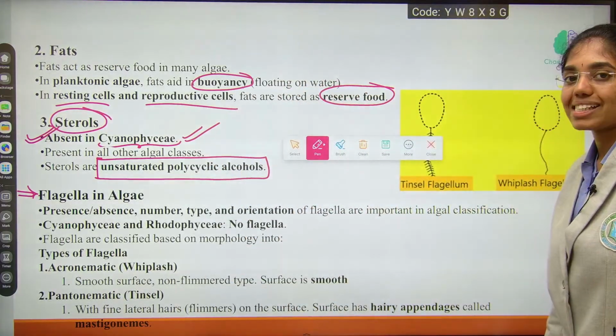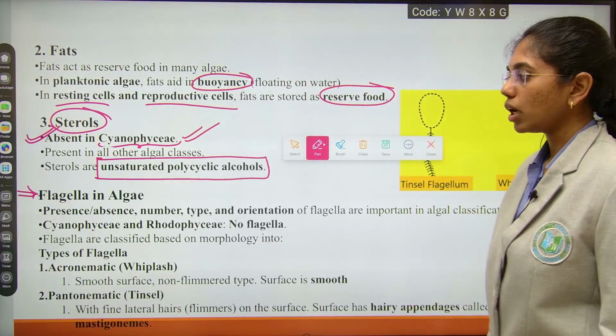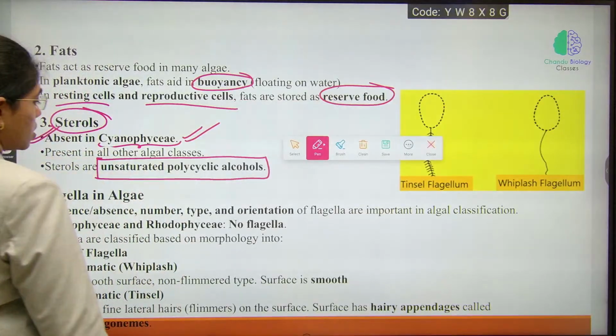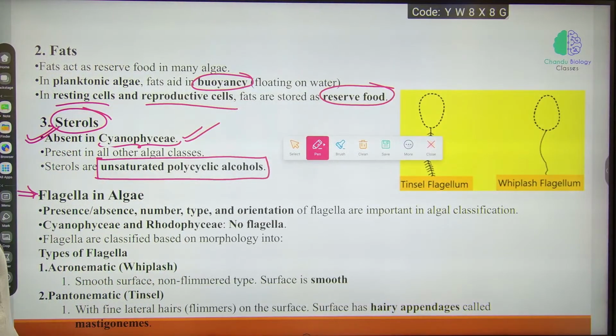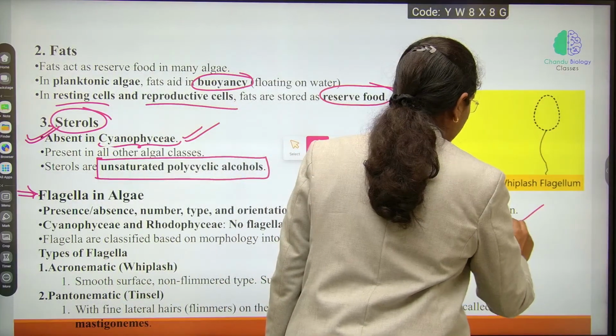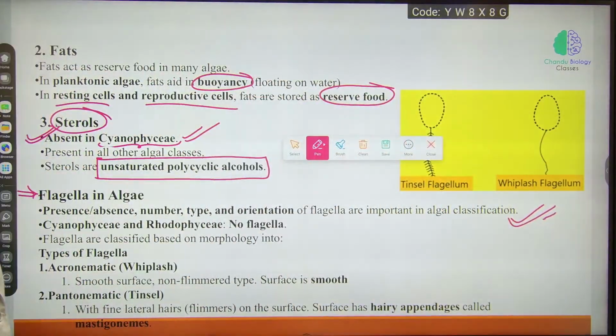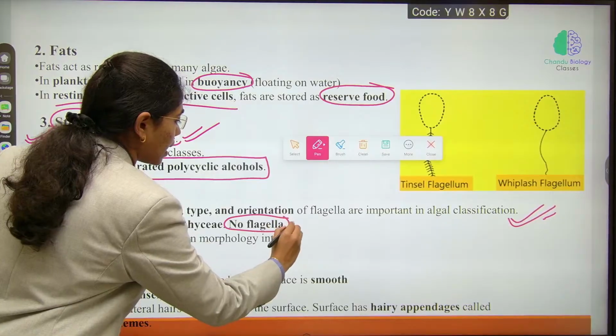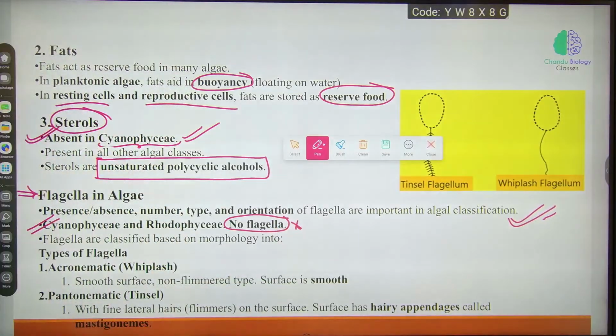Next, about flagellation in algae. Presence or absence, number, type, and orientation of flagella are the most important in algal classification. Here, in Cyanophyceae and Rhodophyceae, there are no flagella.